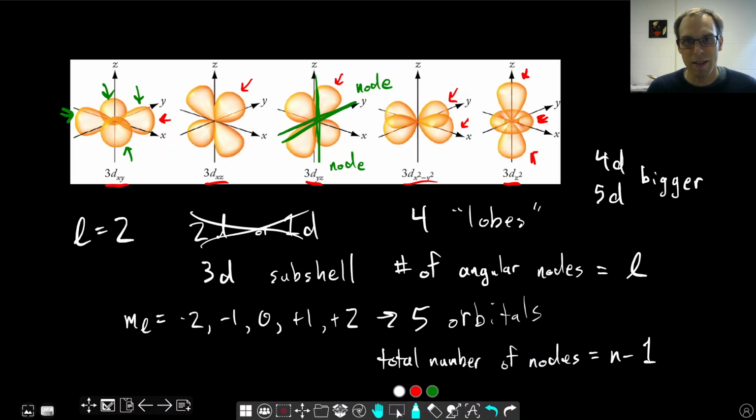Okay, and so that's the basics of shapes for p orbitals and d orbitals. In the next video, we'll look at how electrons fit into these atoms and how the energies of these orbitals matter and how we fill up the electrons in an atom.